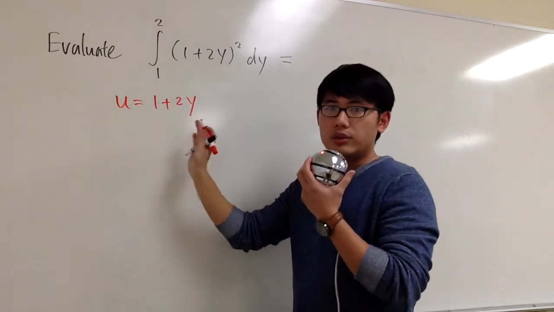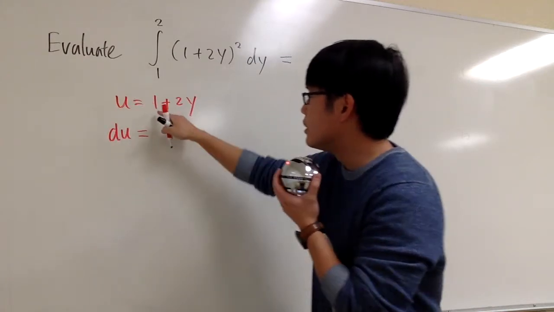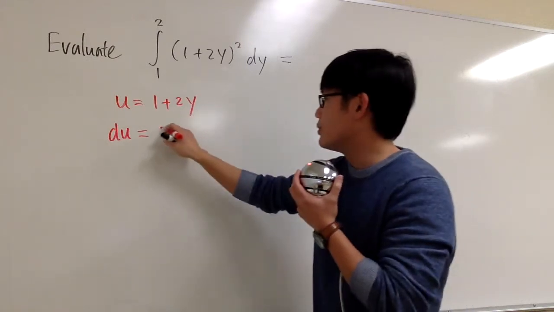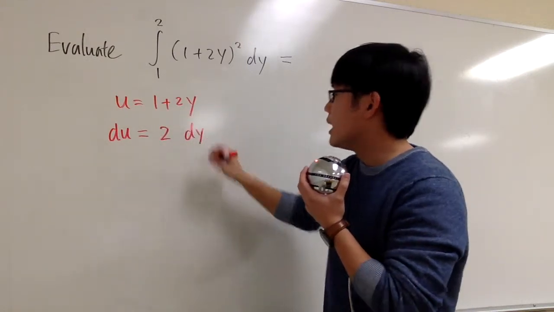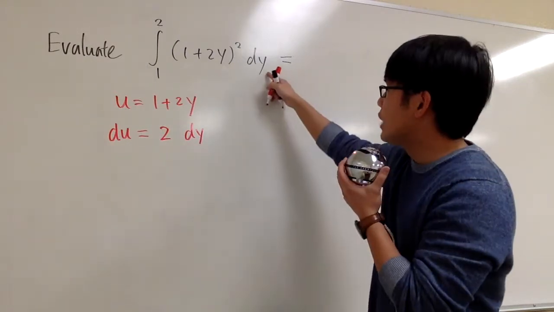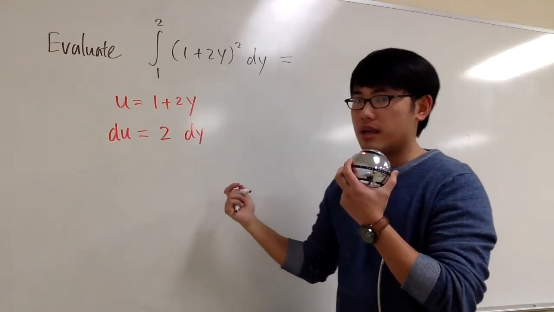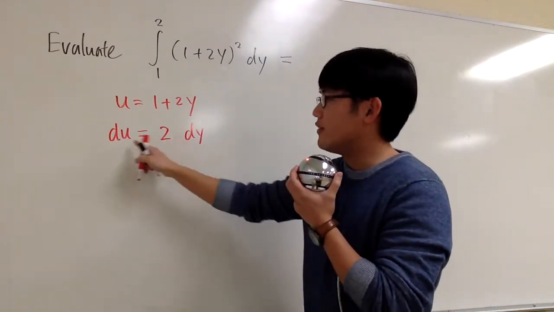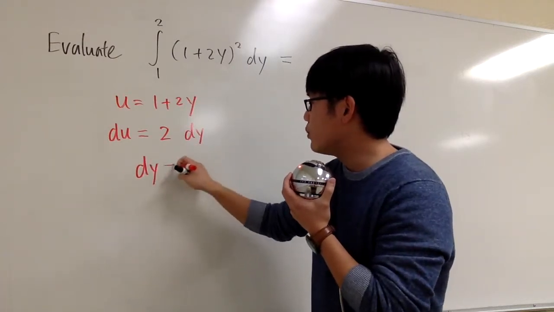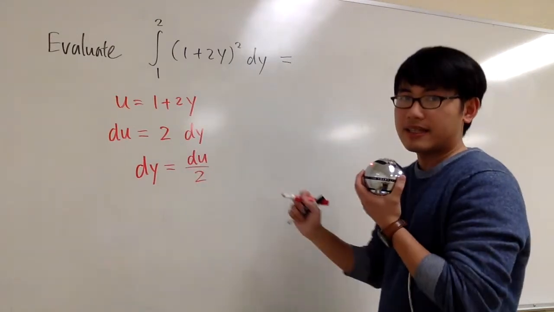And we can look at this equation and differentiate both sides. We will get du equals the derivative of 1, which is 0, plus the derivative of 2y, which is just 2. And we have the dy, because technically we are talking about differentials. Originally we have the dy, so we have to look at this equation and isolate the dy. We can easily do that by dividing by 2 on both sides. In other words, dy will be du over 2, just like that.